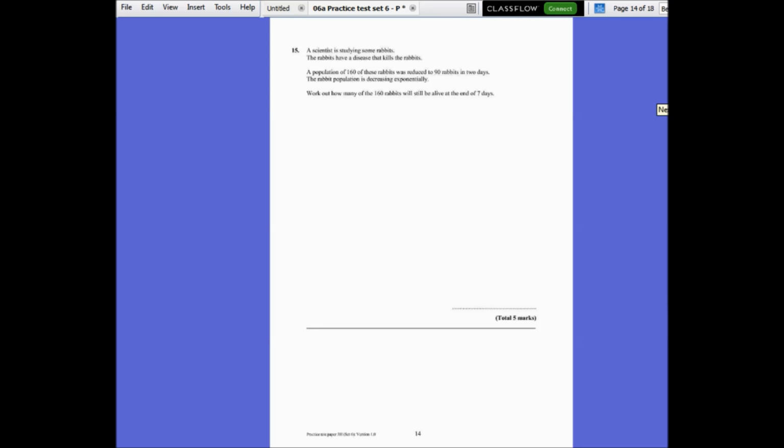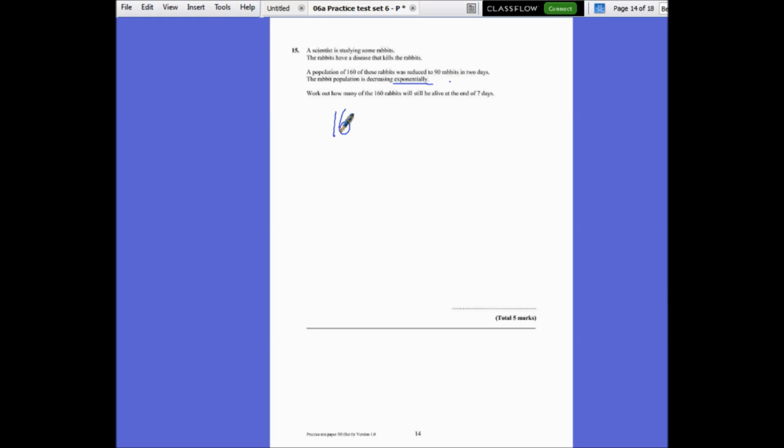Question 15. A scientist is studying some rabbits. The rabbits have a disease that kills the rabbits. A population of 160 of these rabbits was reduced to 90 rabbits in just 2 days. The rabbit population is decreasing exponentially. That word there, exponentially, is really important. Work out how many of the 160 rabbits will be left after 7 days.